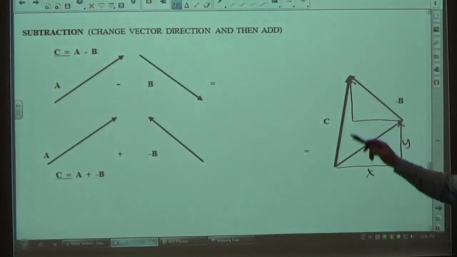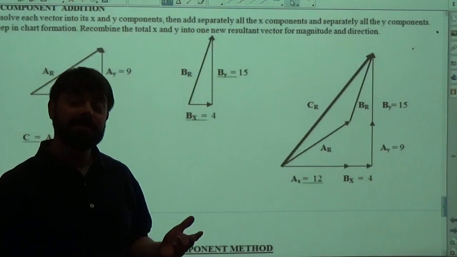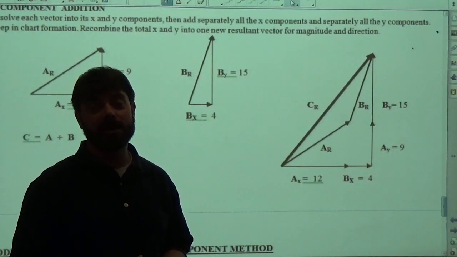So those signs just got flipped, and we can draw the resultant as is. So the next thing we're going to take a look at is adding vectors by components.